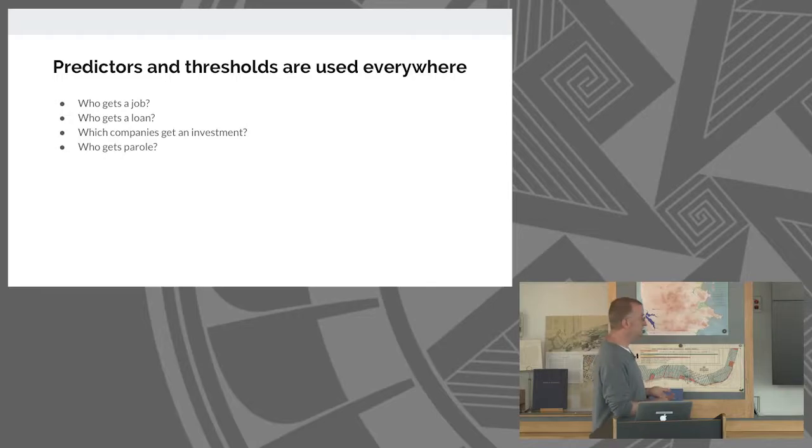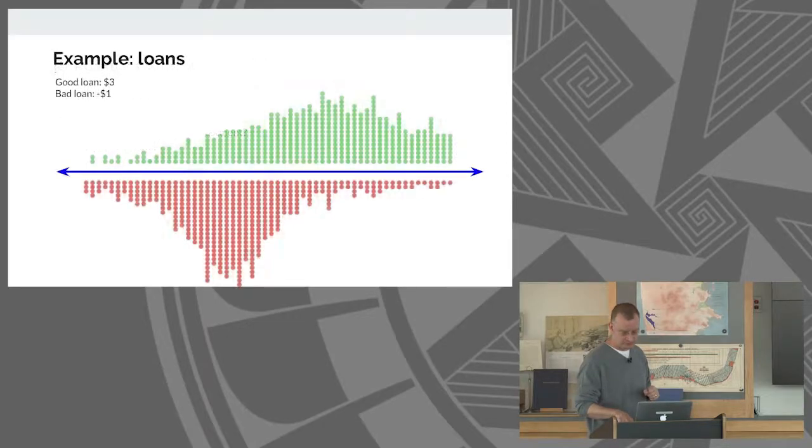It's used quite explicitly when people get loans. It's used when companies get investments. At venture firms, for example, it's very common to have a committee of investors who sit around a table and watch a pitch, and then people might vote. And so there's a certain threshold for which companies get investment. It's used specifically for who gets parole, and I'm going to come back to that in a few more slides because that's a very important example.